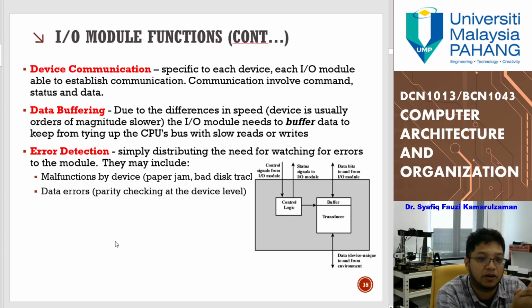For example, in the case of your printer, you have a paper jam, and in the case of your hard drive, you have a bad disk track. And then you have data errors, where the I/O module will issue parity checking at the device level in case of your faulty external devices.